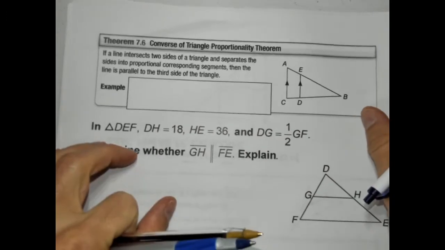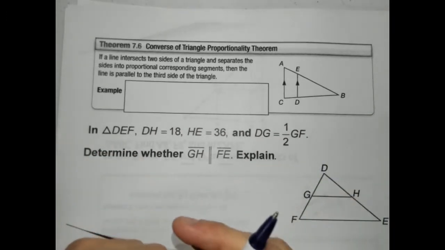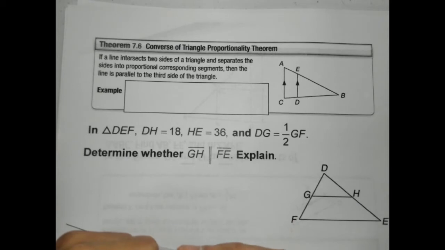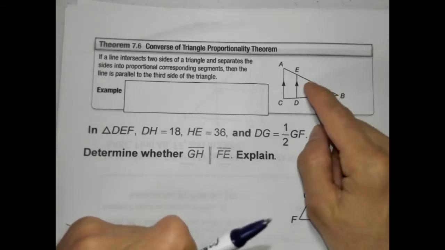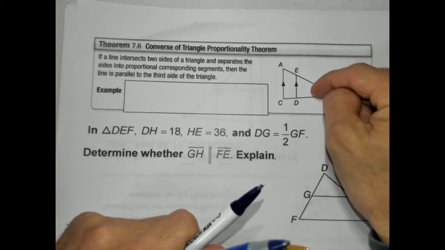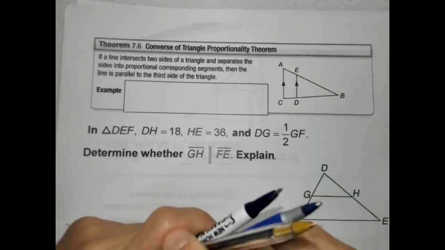Cool. All right, let's see. What am I going to do? Let's do this one. So, converse of triangle proportionality theorem. If a line intersects 2 sides of a triangle and separates the sides into proportionate corresponding segments, then the line is parallel to the third side. Okay, so basically we're saying the reverse of what we did before. So if the proportionate relationship exists, that means these are parallel. That's essentially what that means.